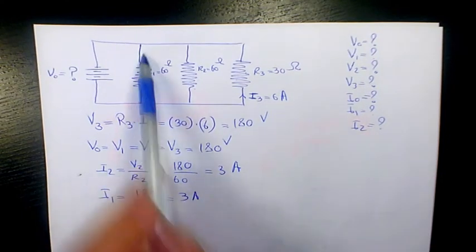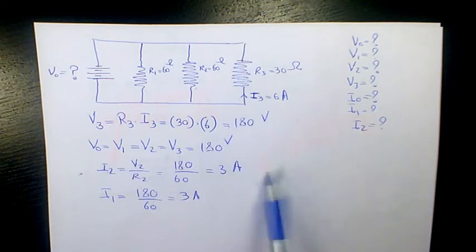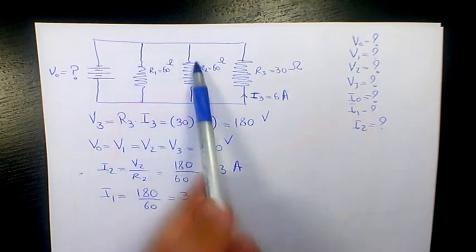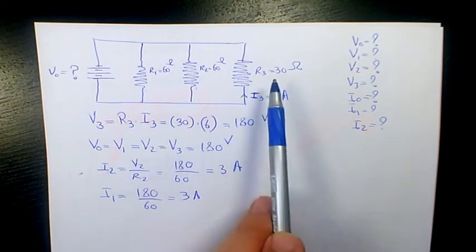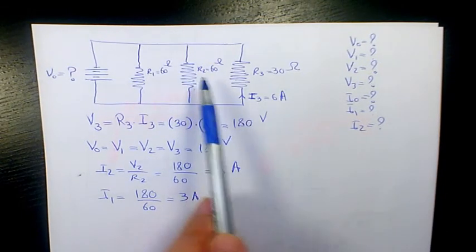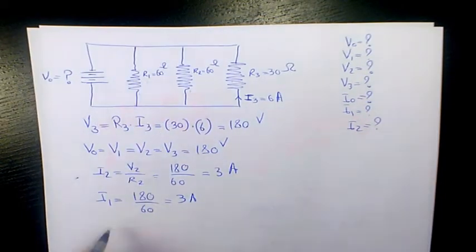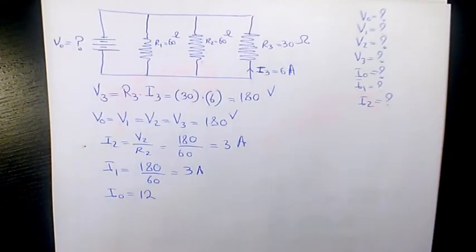So 3 amps, 3 amps, and here 6 amps. 3 and 3 and 6. So we have 6 plus 3, 9. 9 plus 3, 12. So I0 is going to be 12.